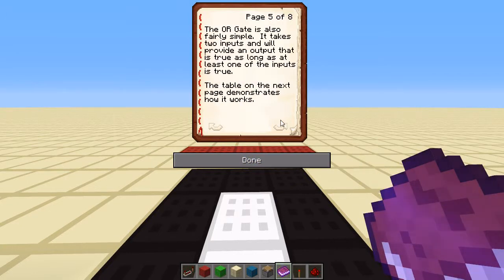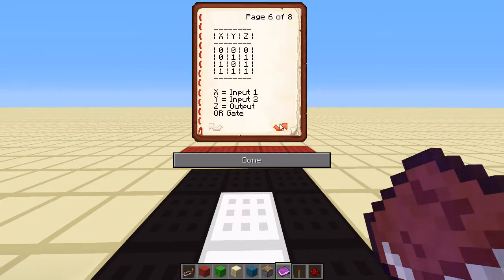Next, the OR gate is another fairly simple one, and it takes two inputs this time, but it provides an output that as long as at least one of the inputs is true, then the output will be true. So, again, fairly simple. The only time the output is false is if there's no input at all. This is saying if one of the inputs is on, then the output will be on. If one of the inputs is on, the output will be on. Or if both of them are on, then it will be on.